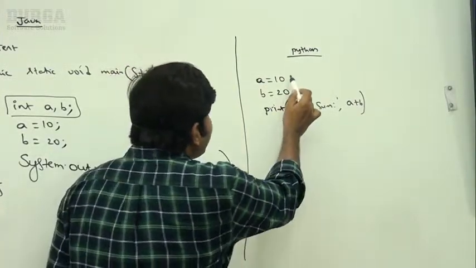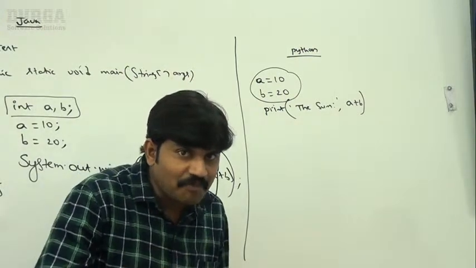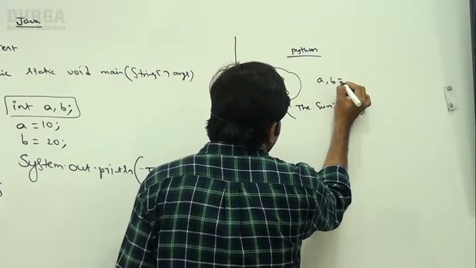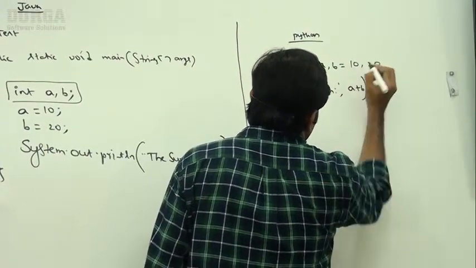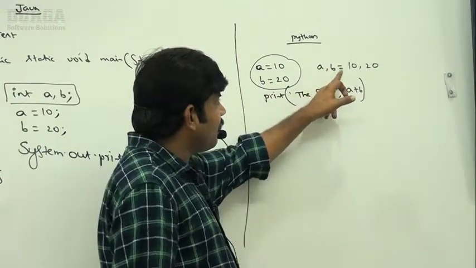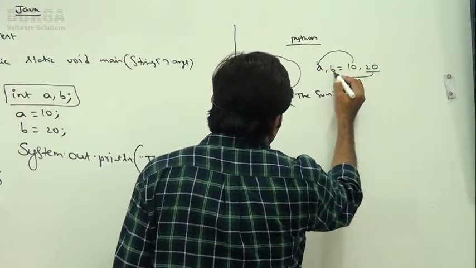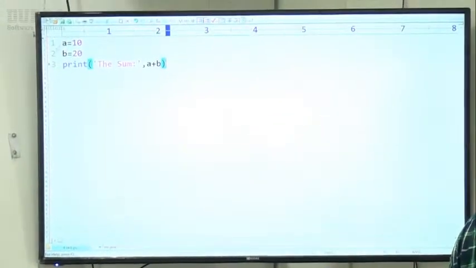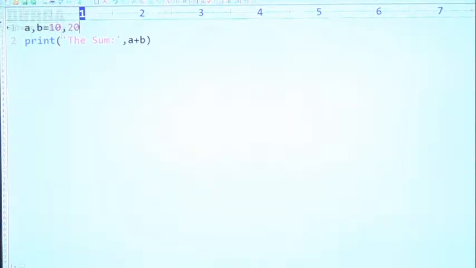Sir, even I can combine these two lines into a single line also. Are you getting? Even we can combine these two lines into a single line also. What is that, sir? a comma b is equal to 10 comma 20, observe carefully. No other language is going to accept this type of syntax like C or C++ or Java. So this 10 will become the value of a, 20 will become the value of b. Let me do this. Instead, a comma b is equal to 10 comma 20, that's all.